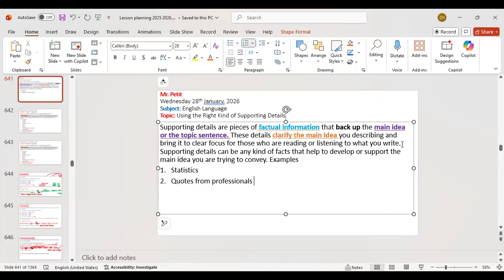you could use quotes from professionals or experts in the field. All right. You could say specialists. Or you could say specialists in the field.